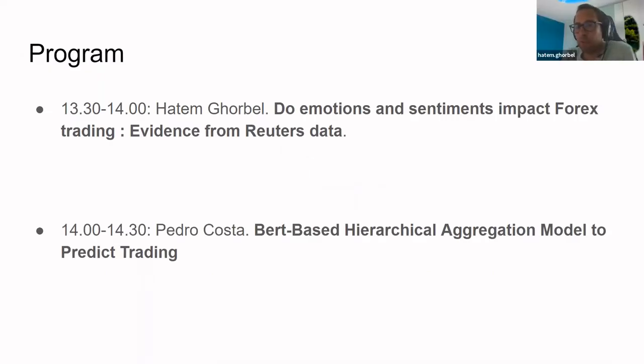So the program of this workshop, we will have two presentations. The first presentation will be given by myself, and I will address the issue of emotions in financial data. I will show you some experiments we have conducted with Reuters data in order to see whether emotions and sentiments have an impact in Forex trading. And the second presentation will be given by Pedro Costa. He will present his work on a BERT-based hierarchical aggregation model to predict trading, also using Reuters data.